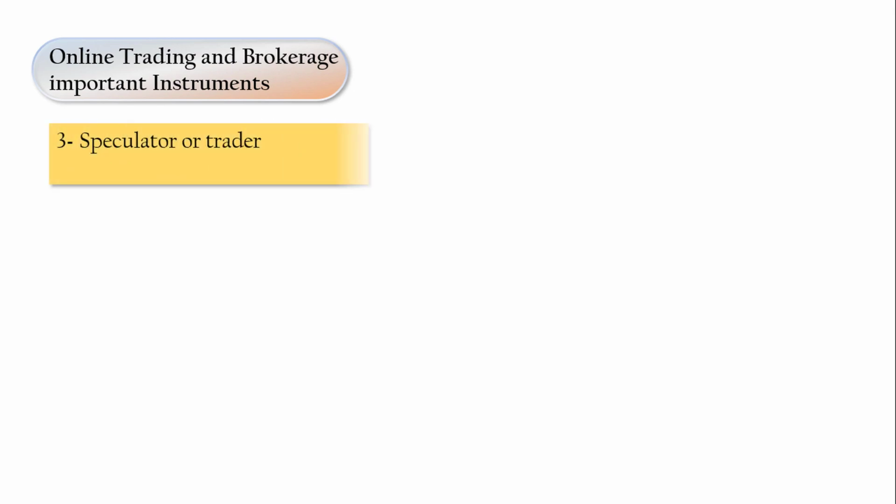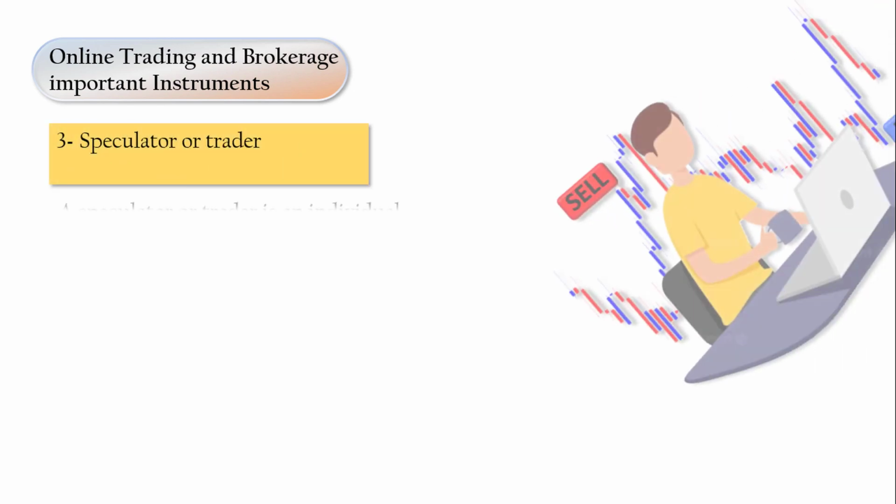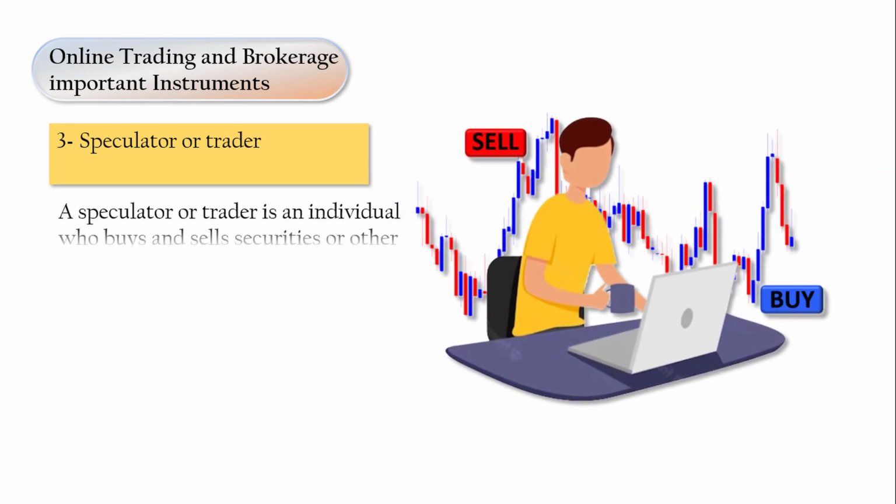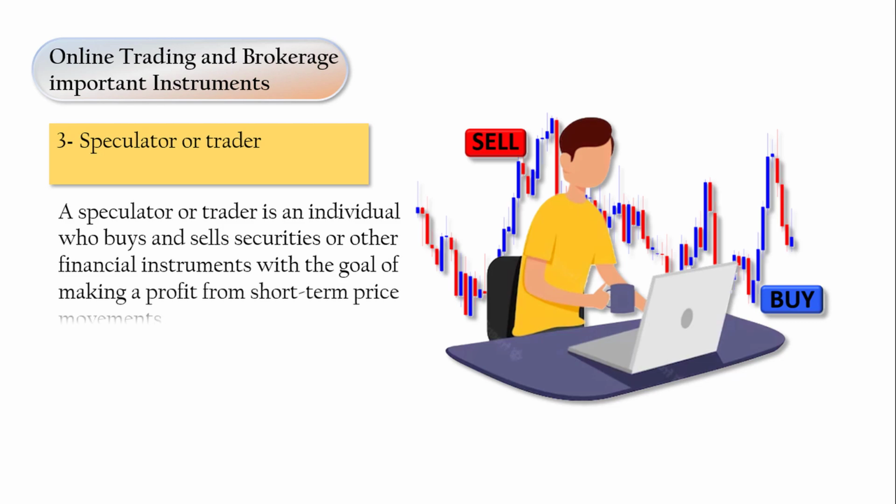Third, speculator or trader. A speculator or a trader is an individual who buys and sells securities or other financial instruments with the goal of making profit from short-term price movements. Speculators take a higher risk than investors in order to potentially make a greater return. They typically use sophisticated trading strategies, leverage, and derivatives to maximize their profits. Speculators often rely on news and technical analysis to inform their decisions.